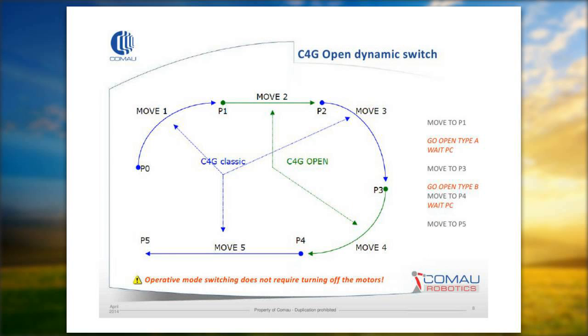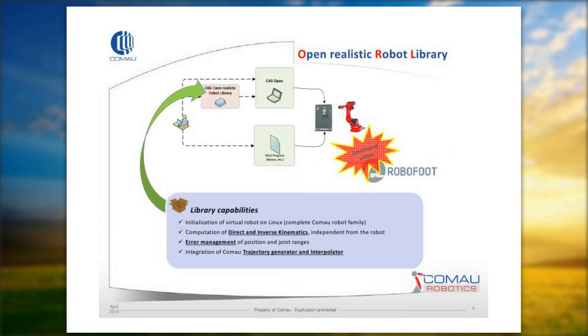An important feature of this kind of open control is that the C4G Open can dynamically switch between the classic behavior of the robot controller and the open mode, without any need of turning off the motors or driving off or whatever, but just programming the robots in these two ways: the classical way and the open mode.